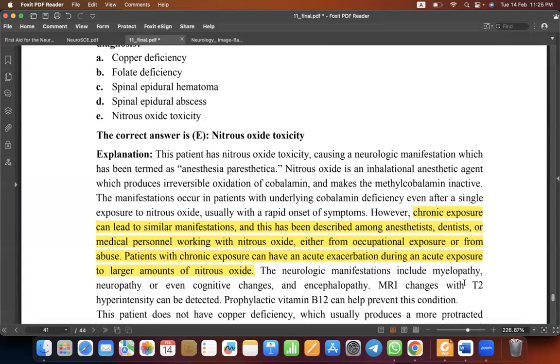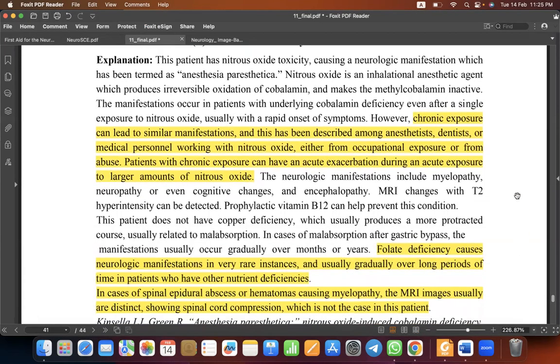Chronic exposure can lead to similar types of symptoms, particularly in the dentist chamber from occupational exposure as well. We should remember the fact that the neurological features include myelopathy. The patient has the MRI feature, T2 hyperintensity is noted. So in this condition, we should give the patient prophylactic B12. This is not folate, this is not copper, but copper could be possible in a patient having gastric bypass. It could be malabsorption, but it can develop after years.